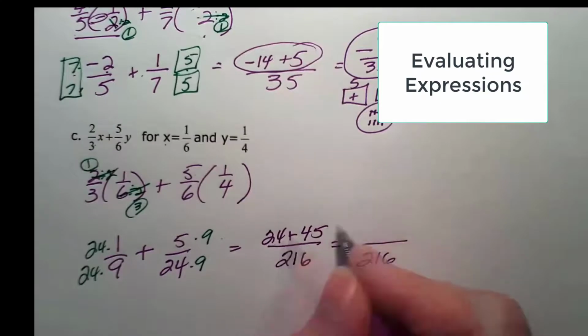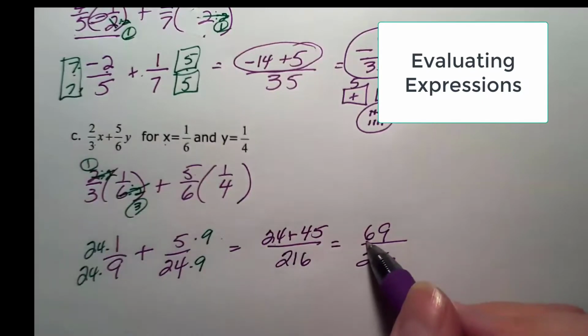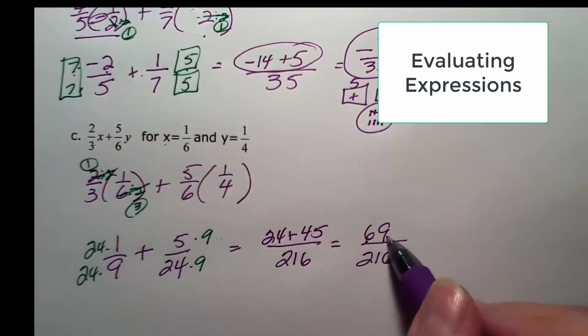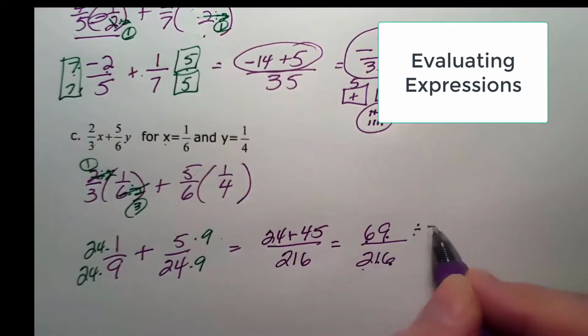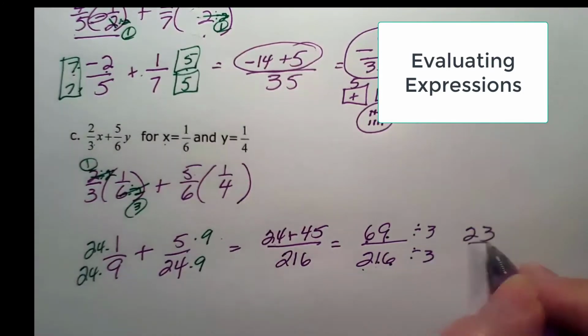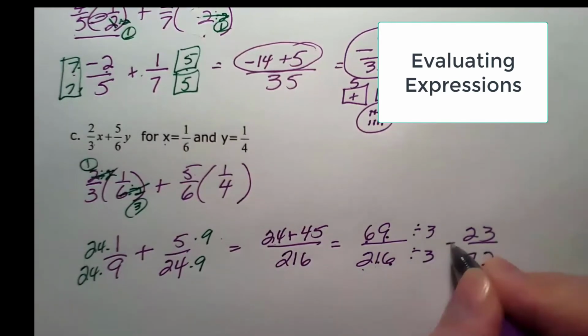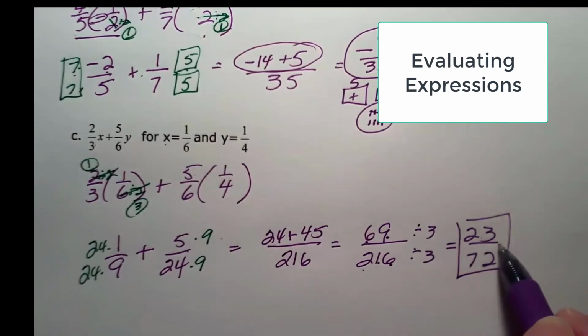The numerator is 69. So I look at this and say, can I divide it by anything? Can I reduce it? I know I can divide this by 3 because 6 and 9 is 15. That divides by 3. 216: 2 plus 1 is 3, and 3 plus 6 is 9. So these both divide by 3. If I didn't know that, I'd start out. I know 2 wouldn't work, so I'd try dividing them both by 3. It's 23 over 72. And 23 is prime. It doesn't divide by anything other than itself and 1, so I know I'm finished.